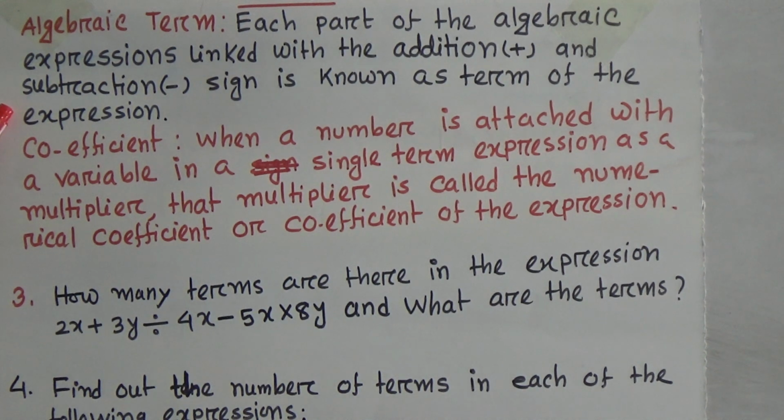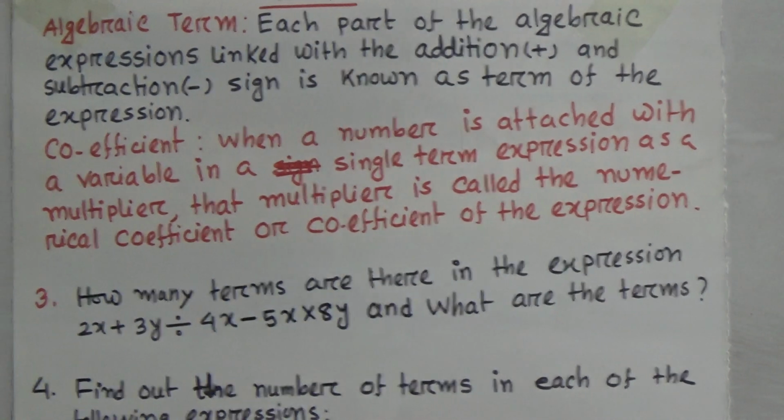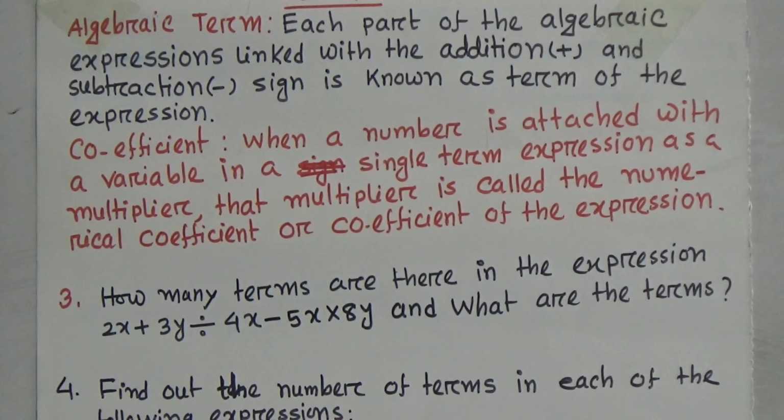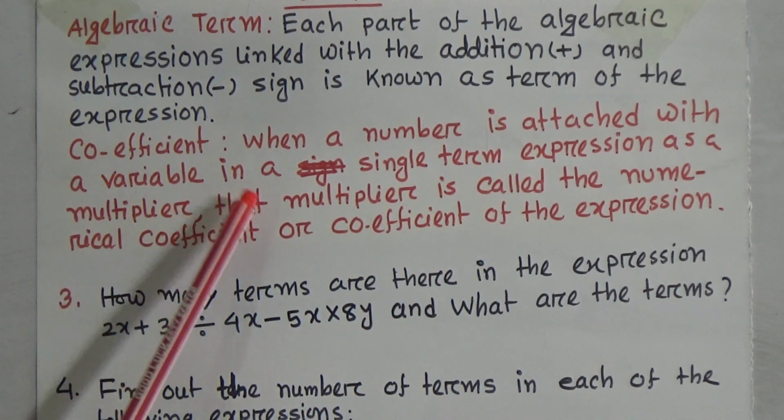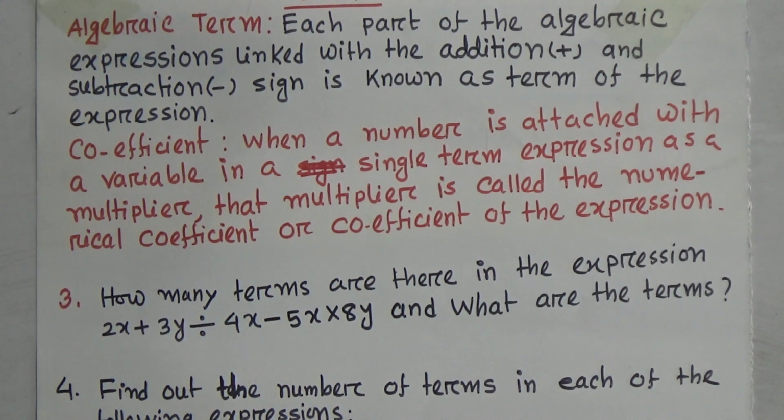Look, each part of the algebraic expression linked with the addition and the subtraction sign is known as a term of the expression. Okay. And what is coefficient? When a number is attached with a variable in a single term expression as a multiplier, that multiplier is called the numerical coefficient or the coefficient of the expression.